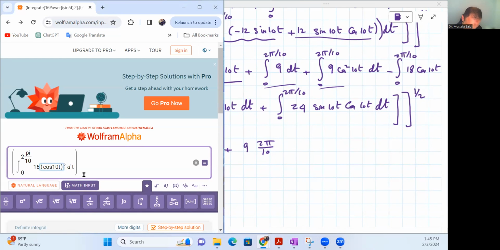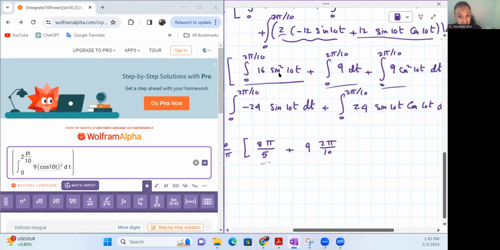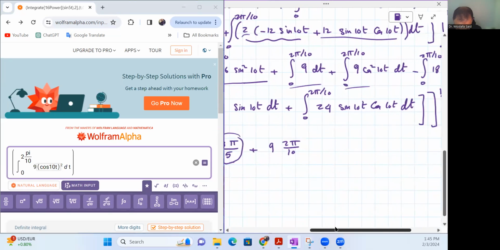Cosine, yes. So cosine, fine. We might have a mistake in the first one because it was sine squared 10t. I make it, I believe, sine squared 5t. So we're gonna go back and verify that. We're gonna put it in a circle and we're gonna verify that.